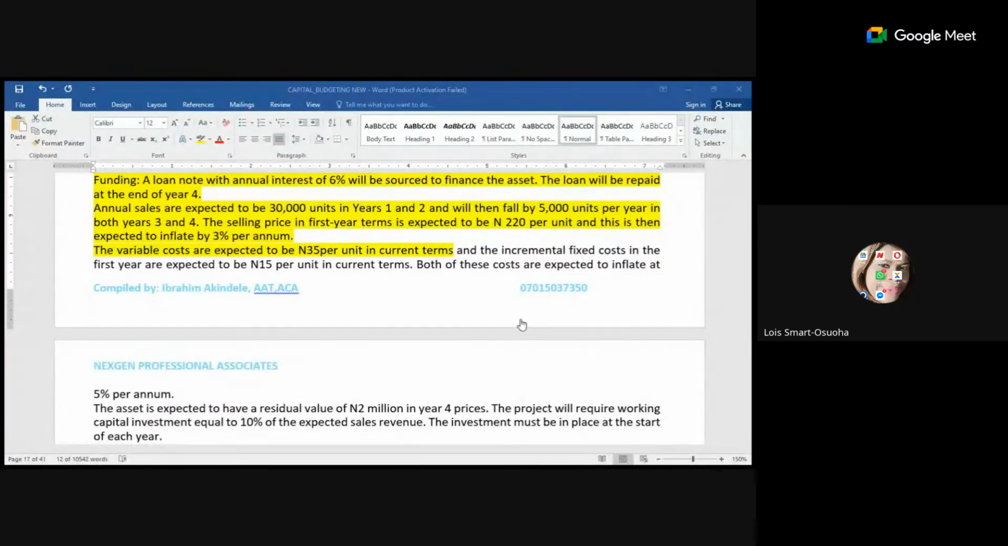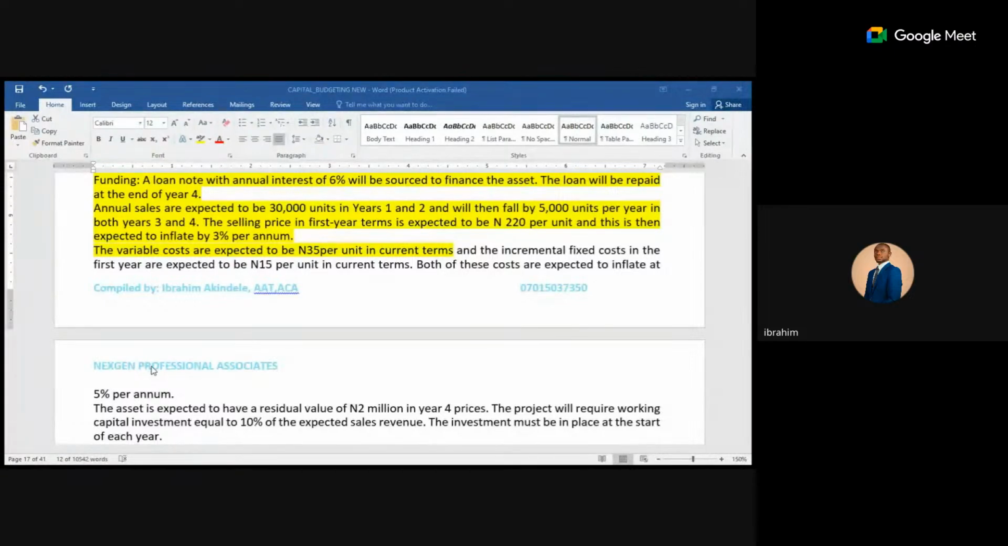Please, can I ask? The inflating at 5% per annum, is that where it's stated from the first year? That per annum? Yes. Is that the understanding, from the first year? From the first year. Okay. So sorry, sir, that is the inflation for variable costs and incremental. Yes. Now, okay, I understand. Now, I think the question says that the variable costs are expected to be 35 naira per unit in year 1 and year 2. That is another.